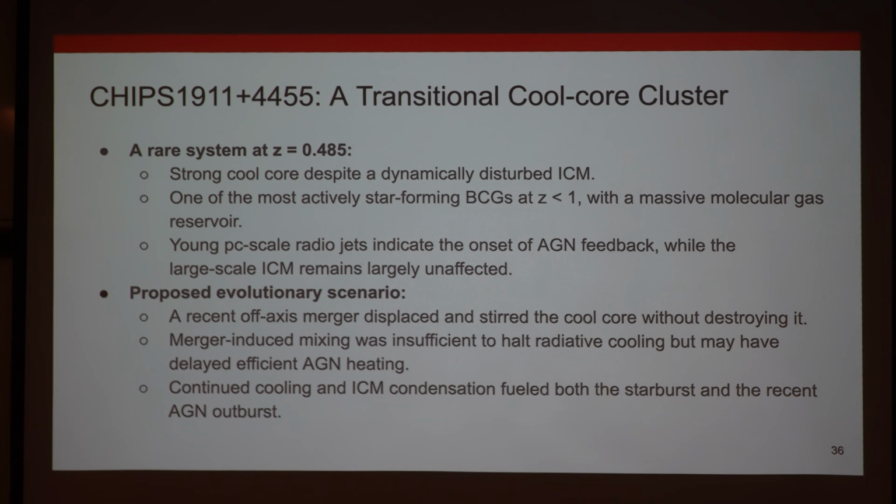So the proposed scenario of what we think is happening is a recent off-axis merger, which displaced the secondary core, but the primary cool core still remains intact without being destroyed. That merger induced mixing, which is not sufficient to stop cooling. So the cooling is still happening, but the AGN doesn't have enough time to heat up the gas. So it will continue cooling and the ICM will condense to fuel both the star formation and the AGN activity.